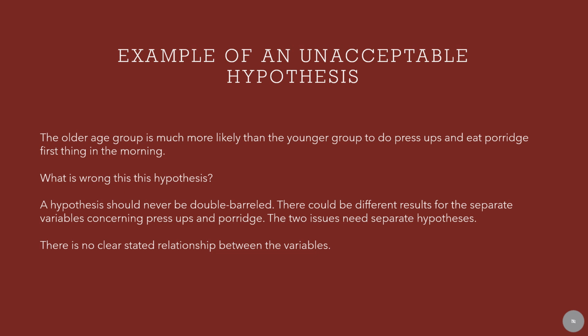The first thing I want to mention, even though I've said about six other things so far, is a hypothesis should never be double-barreled, right? Why are we looking at push-ups and oatmeal in the same hypothesis? Let's narrow it down a little bit. There's probably going to be different results for the separate variables concerning push-ups and oatmeal. They need to be separated, right? And secondly, there's no clear stated relationship between the variables. There are no if-then type statements.